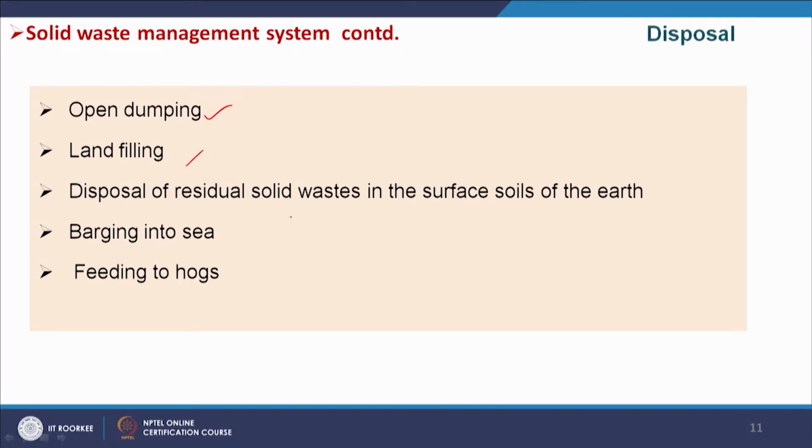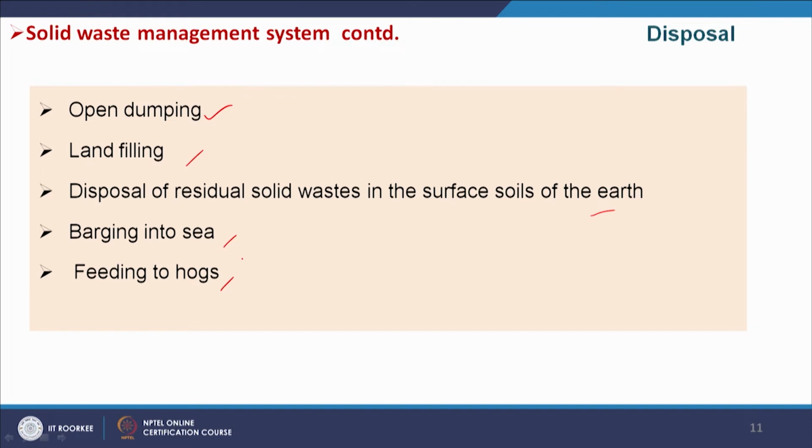Now, we will see the disposal options. The residual part of the solid waste after transformation has to be disposed, and there are many methods through which the disposal can take place: open dumping, landfilling, disposal of residual solid waste in surface soils of the earth, barging into sea, and feeding to hogs. So, these are some generally used disposal methods.